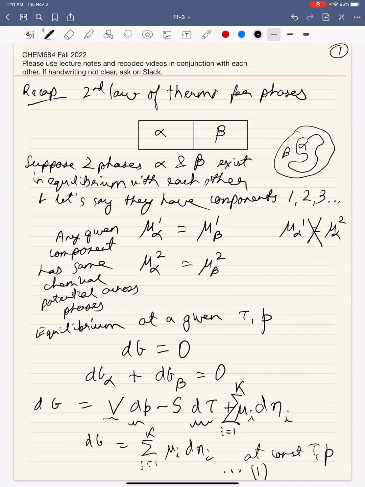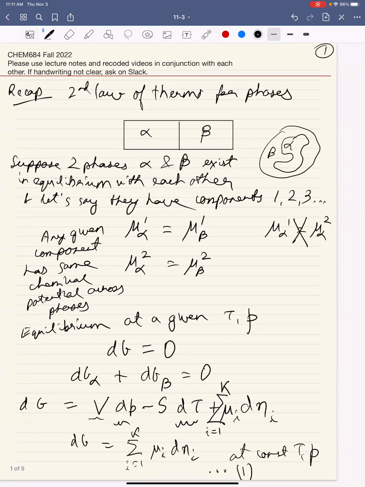dG is equal to the summation of mu i dn i at constant T and P. But now we are saying that dn i is non-zero only for 1. So dn i is not equal to 0 for i equal to 1, and dn i is equal to 0 for i equal to 2, 3, 4, and so on.